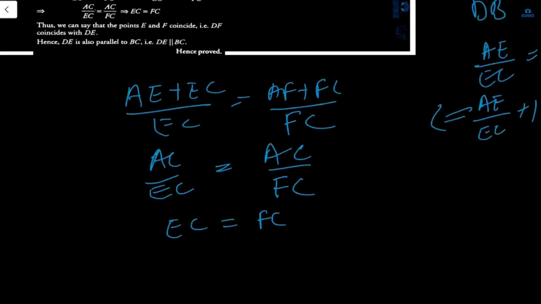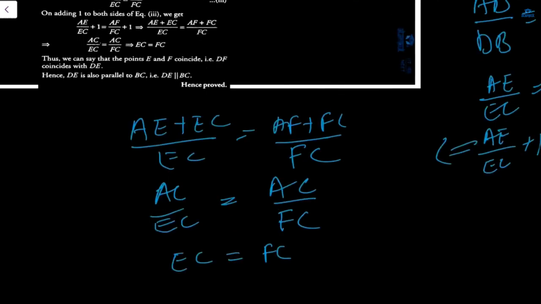That means E and F are not different points, they are the same point. You can say that the points E and F coincide, that is, DF coincides with DE. Hence DE is parallel to BC. Why? Because we have assumed that DF is parallel to BC.